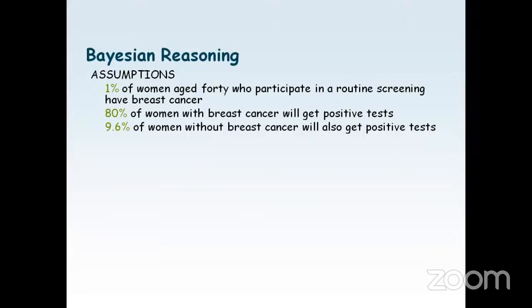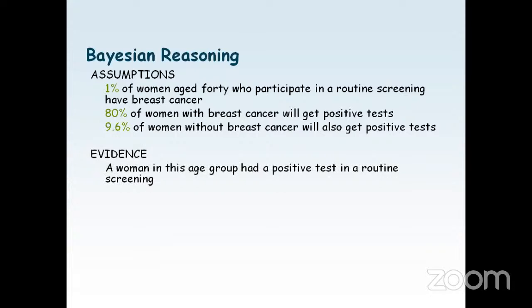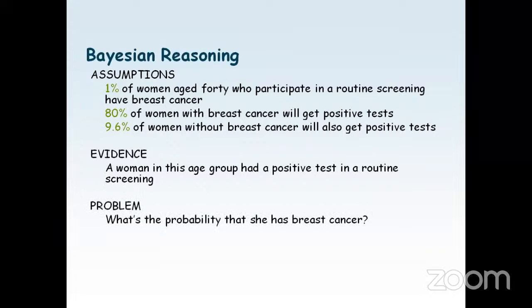In the Bayesian reasoning, as I told initially, based on the assumptions that 1% of the women aged 40 who participate in a routine screening have breast cancer, and 80% of the women with breast cancer will get positive tests. That is based on the assumptions. And 9.6% of the women without breast cancer will also get a positive test. Evidence: a woman in this age group had a positive test in the routine screening. So the problem: what is the probability that she has breast cancer?